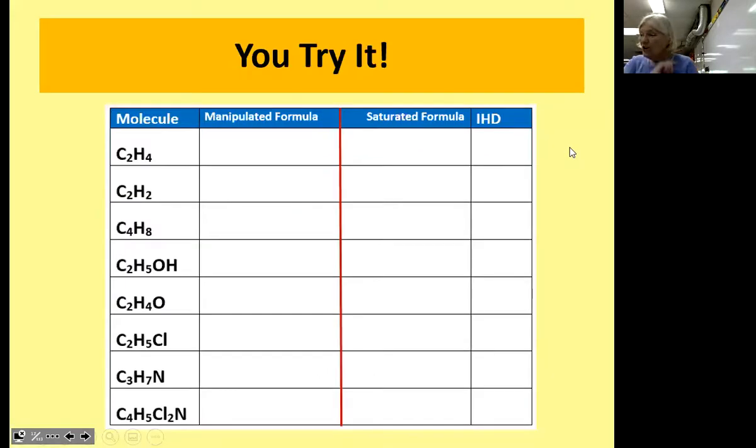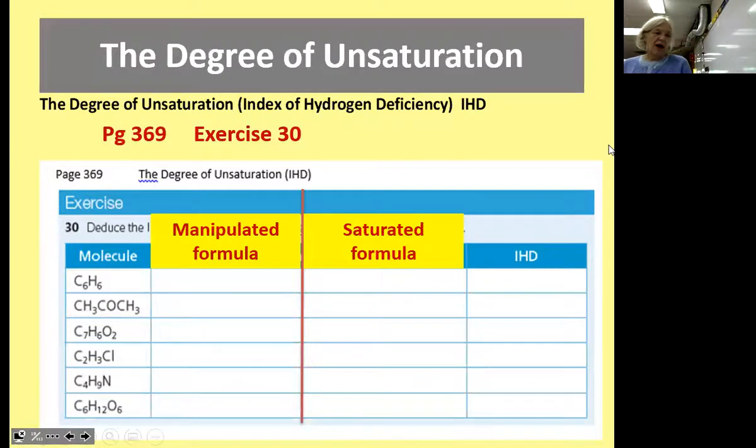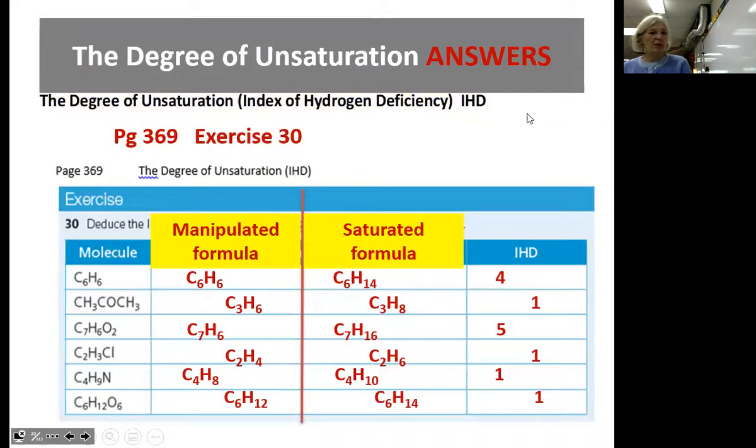Here is a chart on a yellow slide that you can do. Here's the given molecular formula. You manipulate it according to whether you have an oxygen, a halogen, a nitrogen. Manipulate the formula. Then write the formula having saturated it. Tell me the IHD. If you haven't done it, first do it and then look at your answers. There is an exercise in your book that you can do with my sample problems, the answers provided to you.